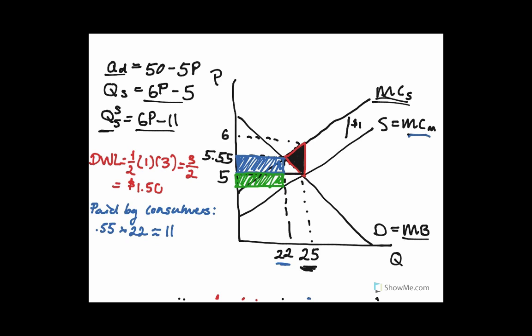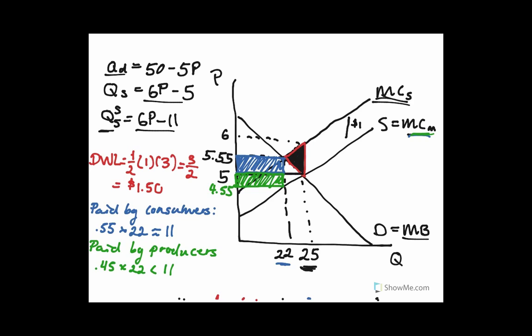And then we can also find the area of this green, paid by producers. And now we could plug in 22 into this market marginal cost to find out what this lower point is right here. But we know that this distance the curve is shifted is 1 because that's how much the tax is. So this is just going to be 4.55 right here. So that's going to be 45 cents times the 22 units, which should be a little bit less than 11.